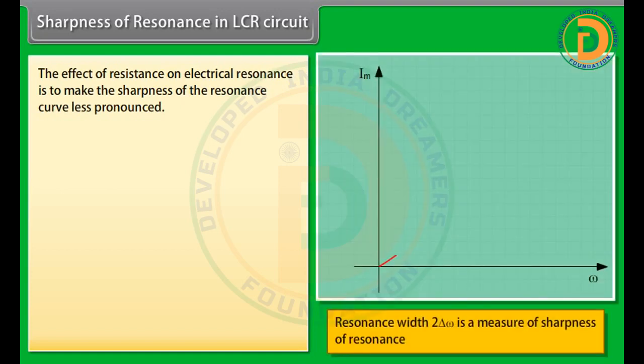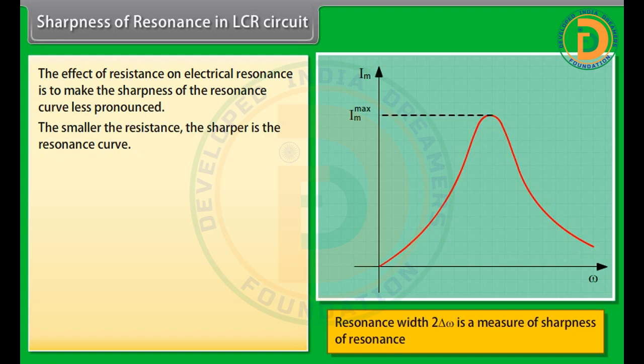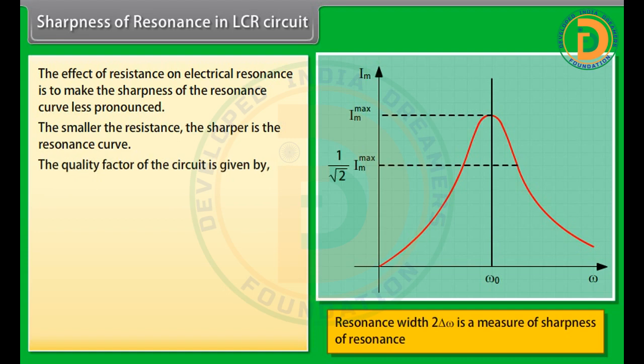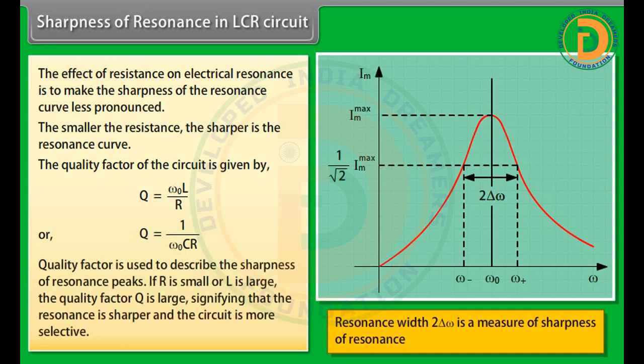The effect of resistance on electrical resonance is to make the sharpness of the resonance curve less pronounced. The smaller the resistance, the sharper is the resonance curve. The quality factor Q of the circuit is given by omega naught L upon R, or 1 upon omega naught CR. Quality factor is used to describe the sharpness of resonance peaks.